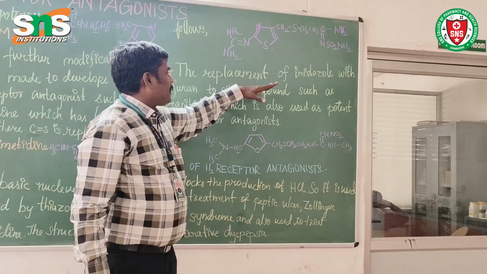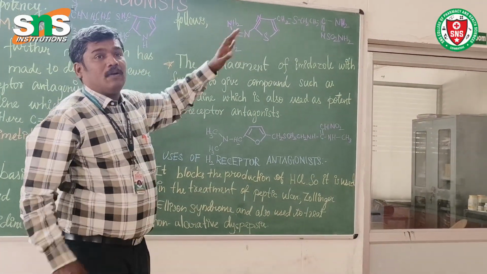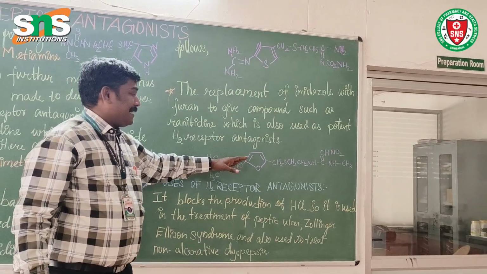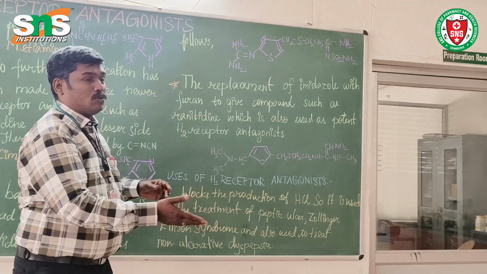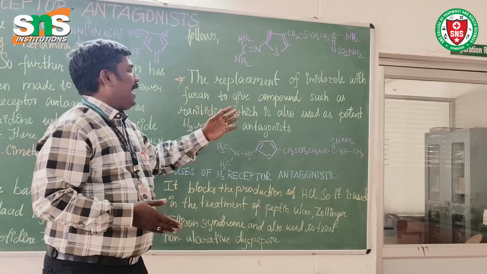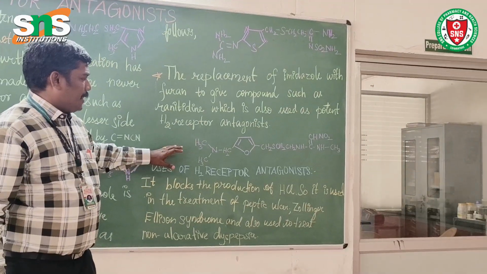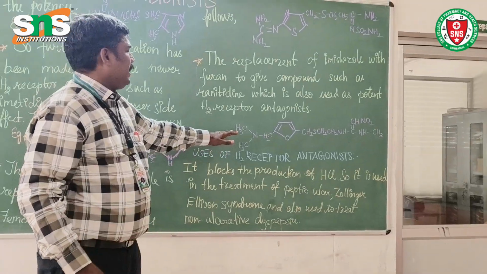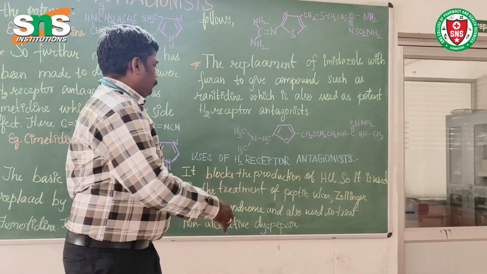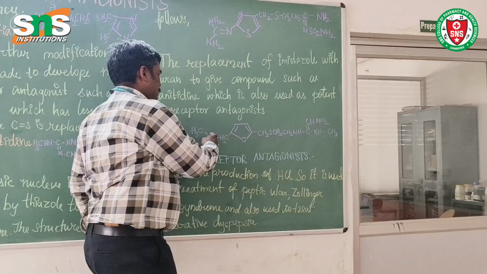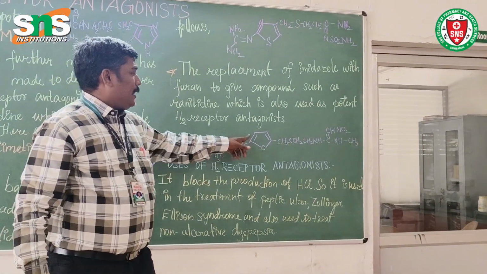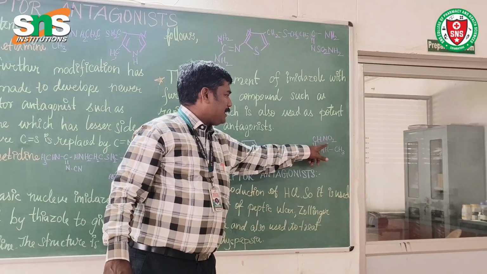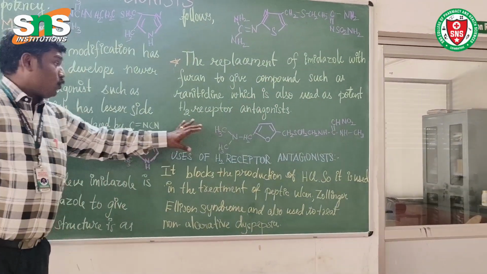Then the next one is the replacement of imidazole with furan. We replaced imidazole with thiazole, and not only thiazole, we can also replace it with furan. That will also give a compound which acts as a good potent H2 receptor antagonist. This is Ranitidine, which has this structure. In the second position it has CH2 and CH3 twice, and here we attach CH2S, CH2, CH2, NH, C, CH, NO2, NH, CH3 group.